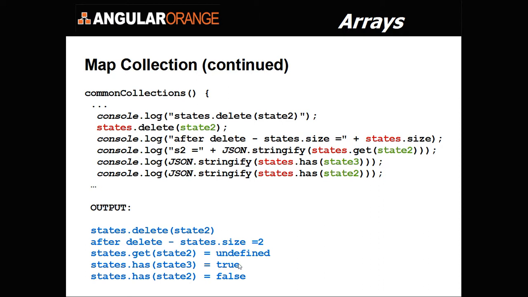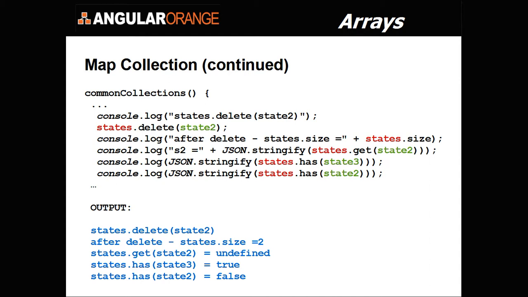Okay, so now let's look at the map collection continued. What you could do is you could do a delete on a key in the states map. So here we're saying states.delete state 2. We're deleting that keyed value. And so after delete, the size is now 2. Notice I'm using a size attribute. And then if I do a get on the state 2 of the states map, I will see that the value is undefined.